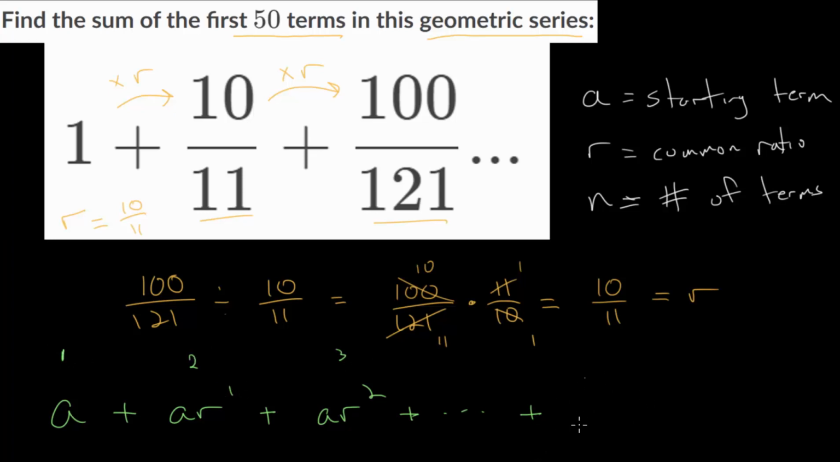So our last term here would be a times r to the n minus 1 power. This will be the nth term here. So we have this geometric series. We can call this sum s.